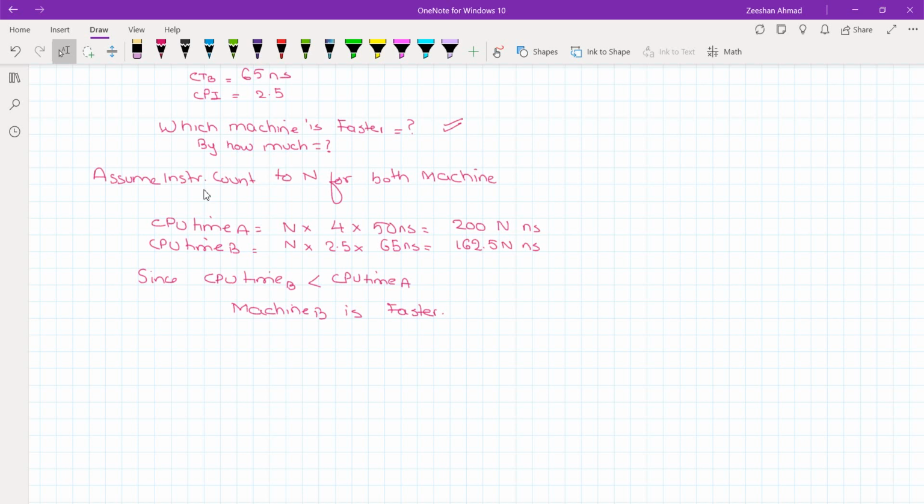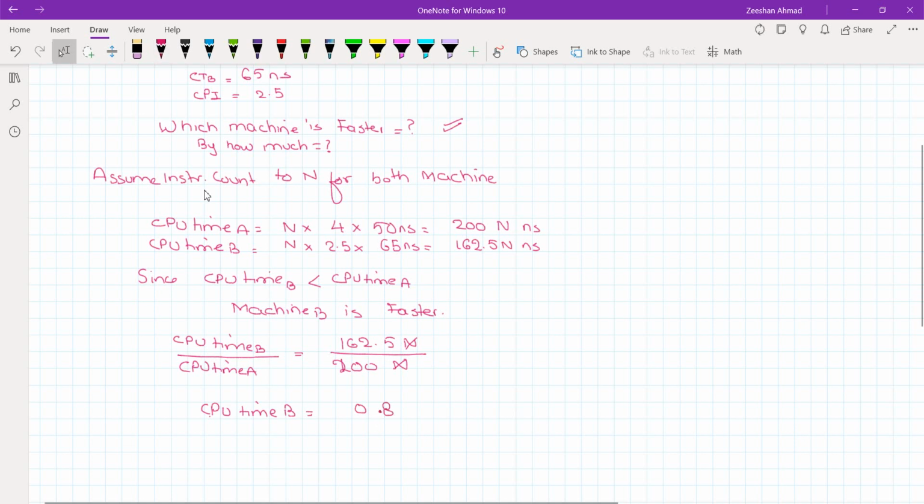Now, by how much? For this, we can find the ratio of the CPU times. So CPU time of B divided by CPU time of A is equal to 162.5 n nanoseconds over 200 n nanoseconds. The nanoseconds cancel, obviously, since it's a ratio, and n is also cancelled. So the CPU time of B is equal to 0.8125 times the CPU time of A.